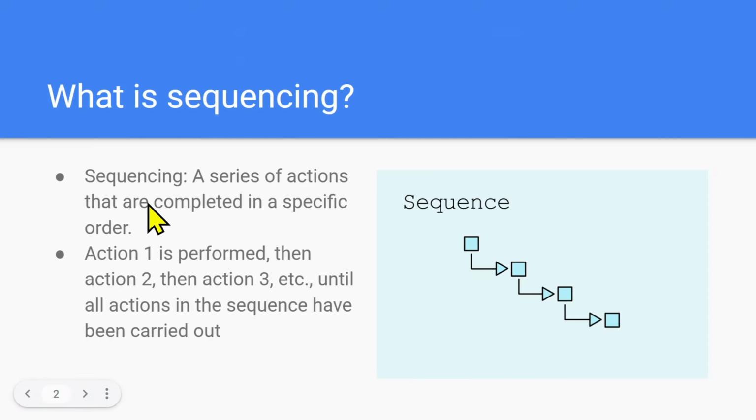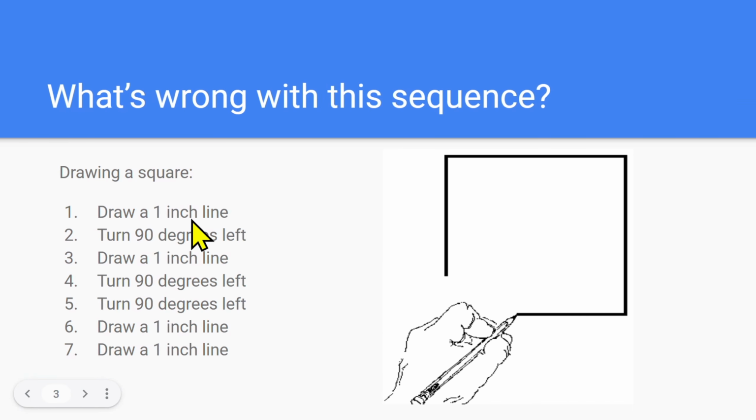Okay, what is sequencing? This idea of sequencing is a series of actions completed in a specific order. I do action 1, then action 2, then action 3. All the actions have been done. So let's say I'm trying to draw a square. What's wrong with this sequence?